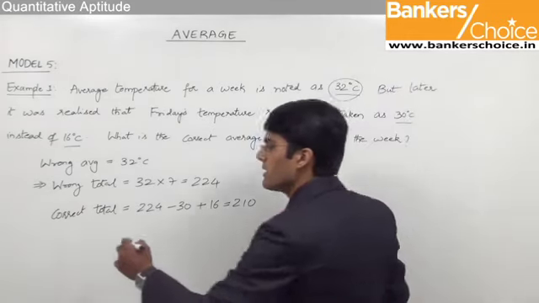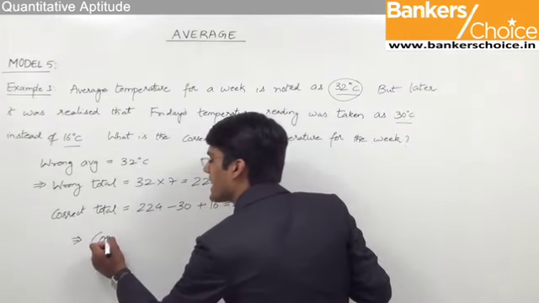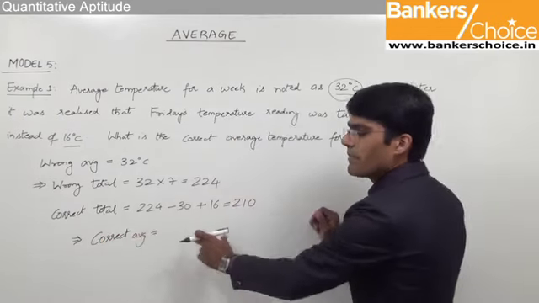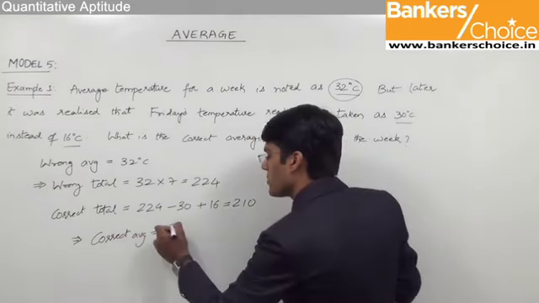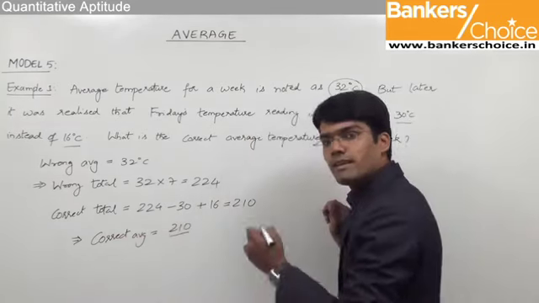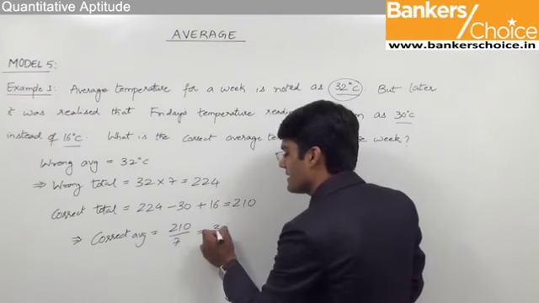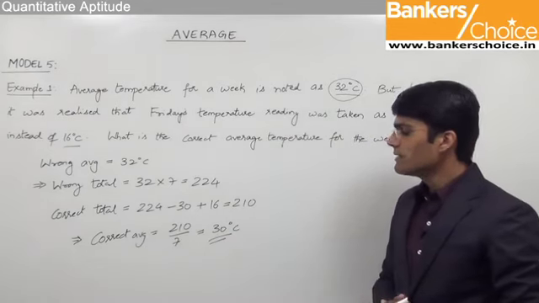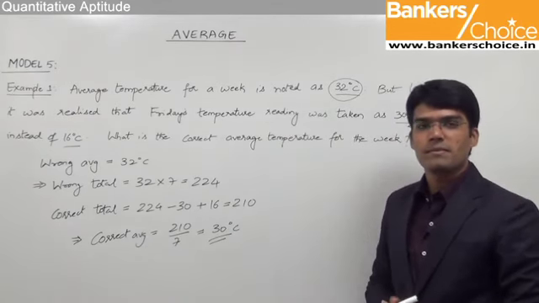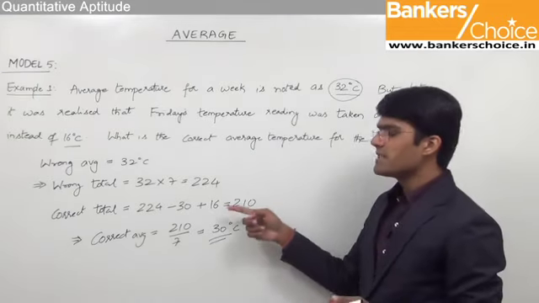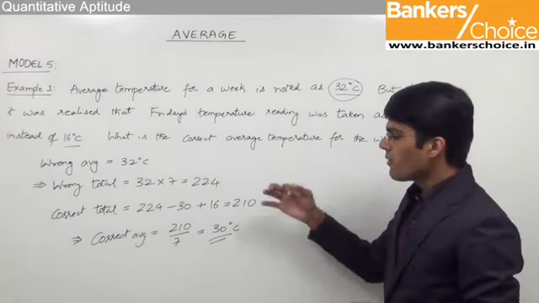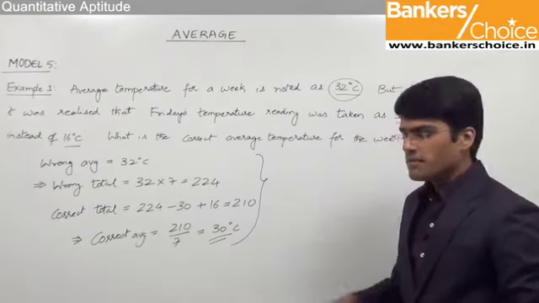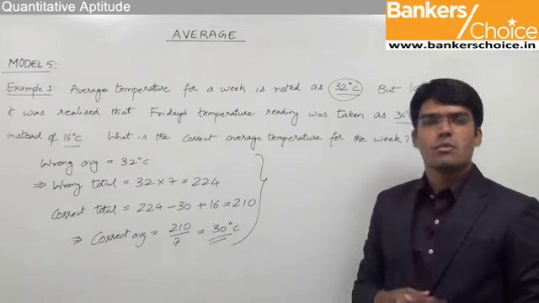And from this correct total, we can now say that the correct average should be equal to the correct total divided by the number of elements. So the correct total is 210 divided by 7, since we have 7 days in a week, so that is 30 degrees centigrade. So the correct average of the week is 30 degrees. But friends, solving the question in this way will take a lot of time, as it involves 3 to 4 steps. So let us understand how we can solve this question in just one single step.